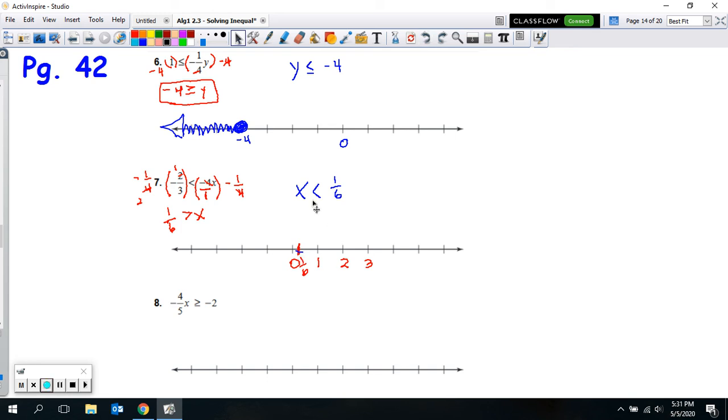It is going to be an open hole because there's no equal to, and it is going to be shading to the left, just like the arrow is showing us, x is less than 1/6. Less than is that direction to the left.